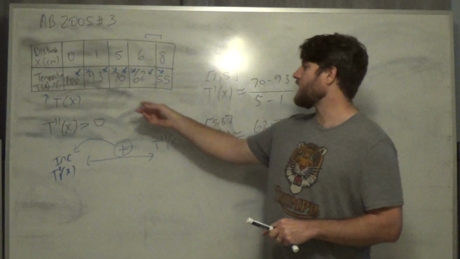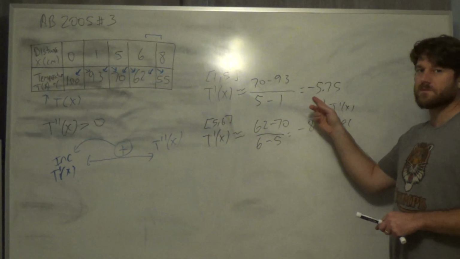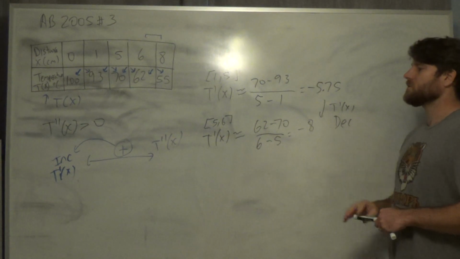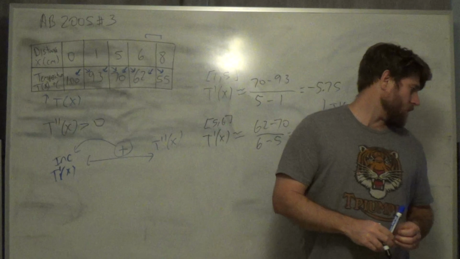The slopes of T of x are T prime x. You can see the slopes were actually getting smaller from a negative to an even bigger negative, so T prime x was decreasing instead of increasing. Therefore, the answer is nope.